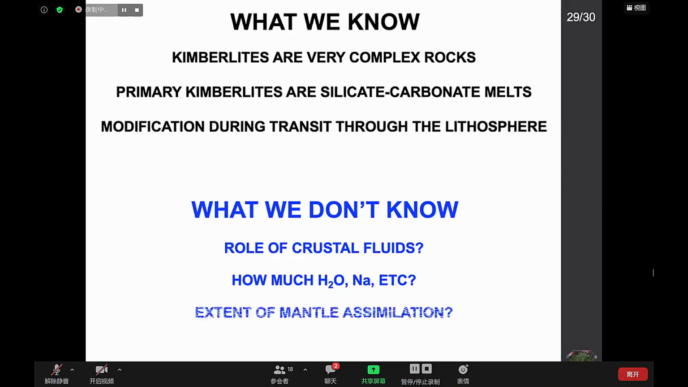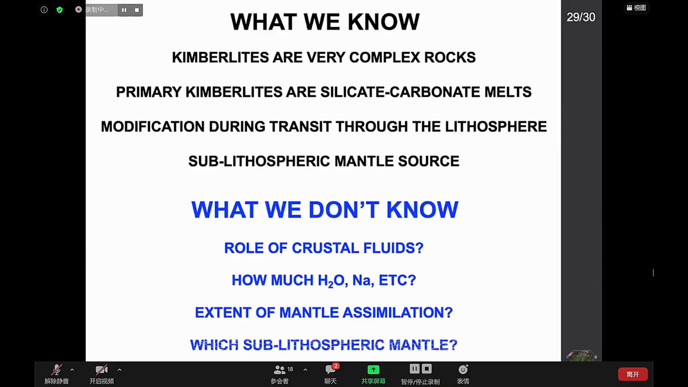It is clear that kimberlites are heavily modified during transit through the lithosphere, yet we don't know exactly the extent of mantle assimilation, because that is largely dependent on the assumed primary melt composition. And finally, I think we can confidently conclude that kimberlites derive from a sublithospheric source, but we are still debating how deep the source is, whether it's as deep as the core mantle boundary, or somewhere in the lower mantle, the transition zone, or the asthenosphere. And here, I think the opinions in the kimberlite community and elsewhere vary widely.